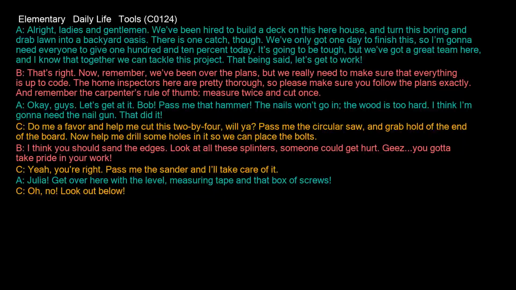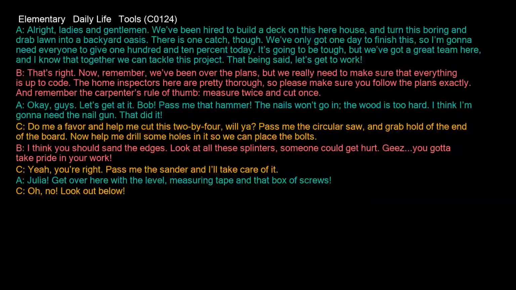So they're going to cut the 2x4, and C said, pass me the circular saw. A circular saw. So a saw, we understand, is something you use to cut wood. But you have many types of saws. You have a band saw, you have a circular saw, and this one makes this sound. So I guess it's called a circular saw because the blade or the cutting part is shaped in a circle.